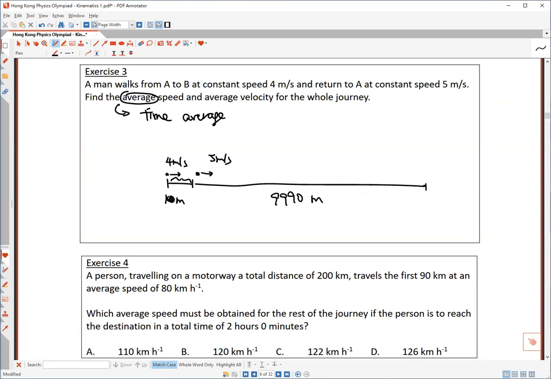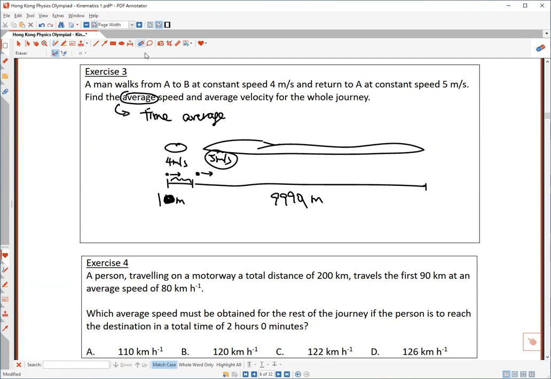Or I can make it even more extreme. Let's say this is 1 meter and this is 9999 meters. Do you think it's still 4.5 on average? No. We are talking about the average speed, which means there is a time average. So you need to take care of how much time it moves in this path and how much time it moves in that path. The longer time it moves in a path, the more heavily weighted that speed will be. I don't know if you know this term. So it may be closer to 5 meters per second in this case.